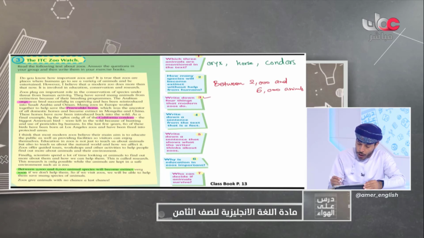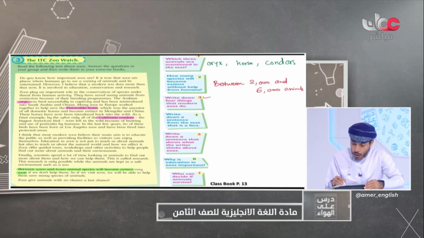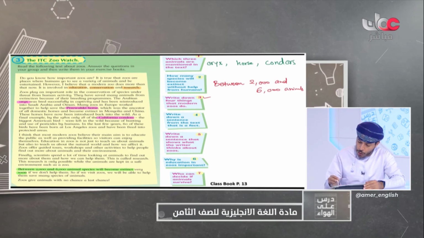And look at number 3. Write down 4 things that modern zoos do. What do they do? They do what with these animals? 3 things. They are, let me shade them in brown. They do education, conservation, and research. Okay, so this is the answer for this one, and you can check your answers later on.